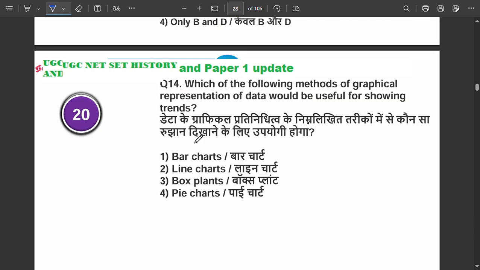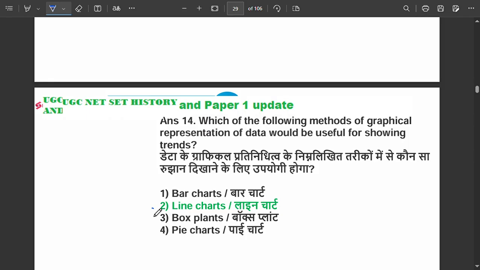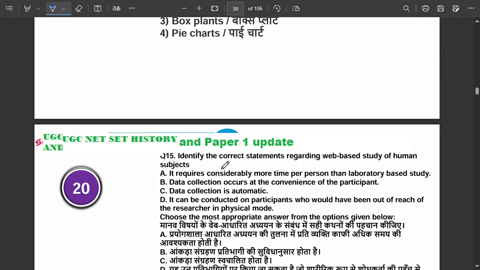Next, which of the following methods of graphical representation of data would be useful for showing the trends? Option number 2, line charts, was the correct answer. Okay. Next, question number 15.